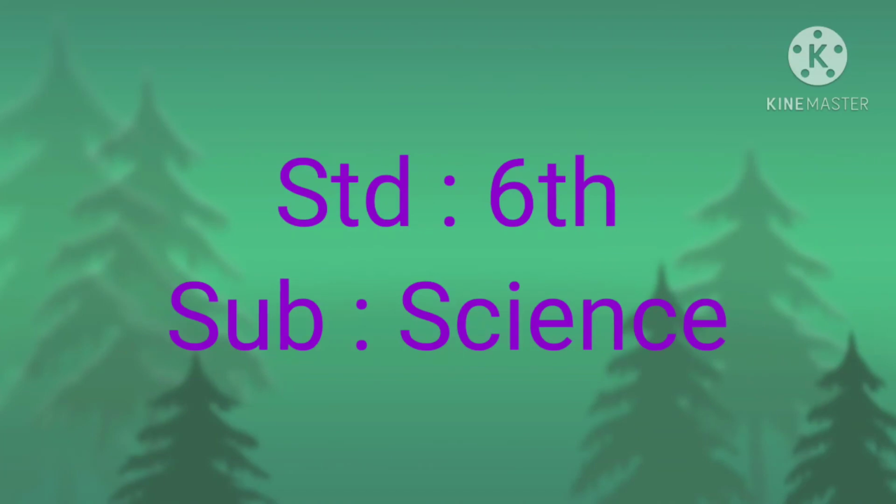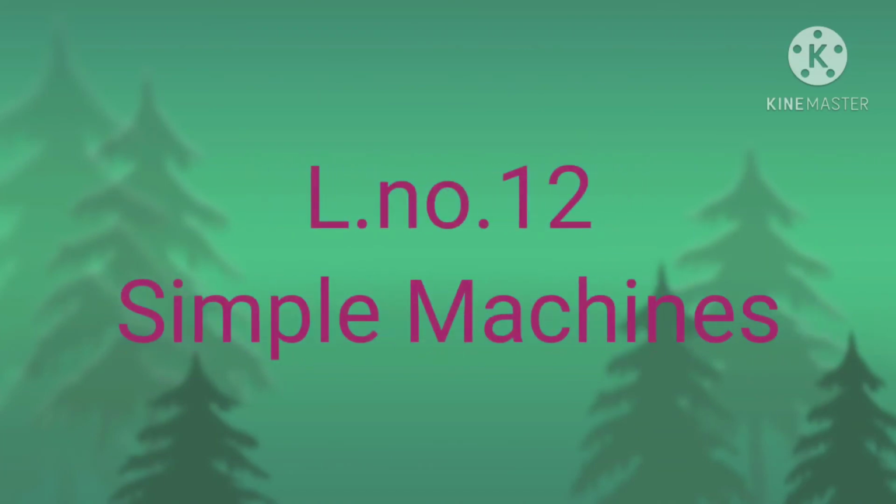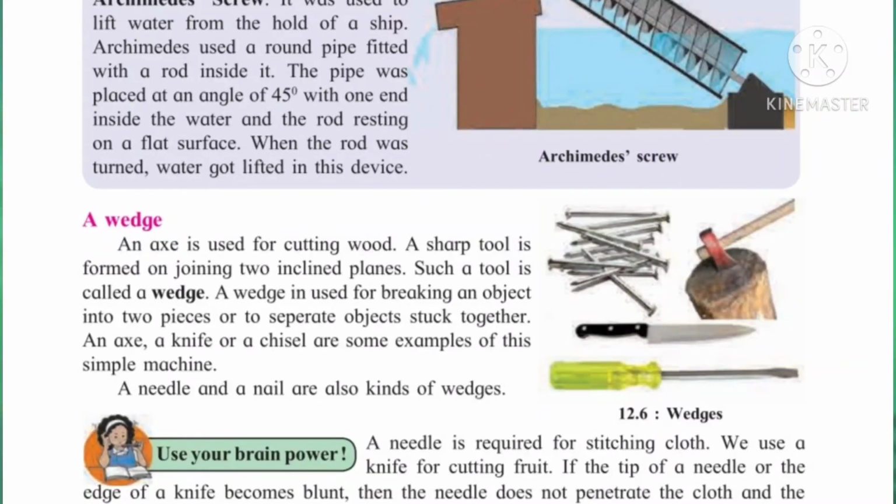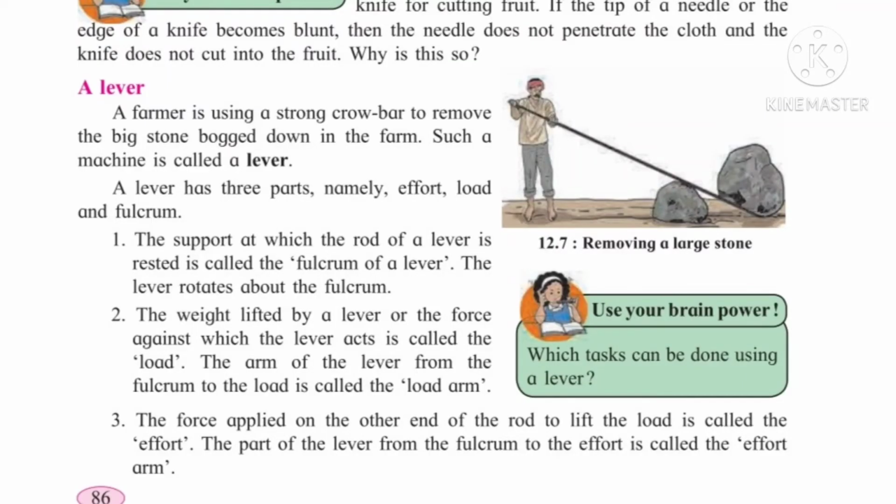Today we are going to see the next part of lesson number 12, simple machines. In the last period we studied some simple machines, that is, the inclined plane and the wedge, with their examples. Now today we have to see the next simple machine. The next simple machine is a lever.